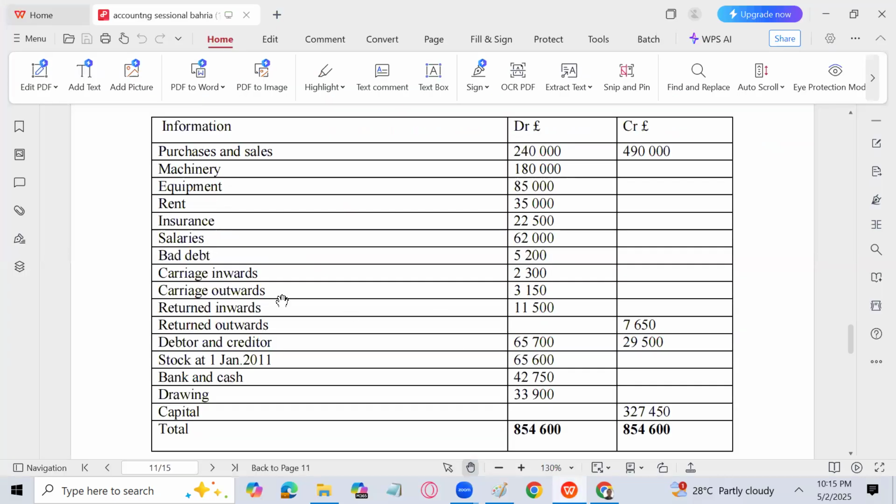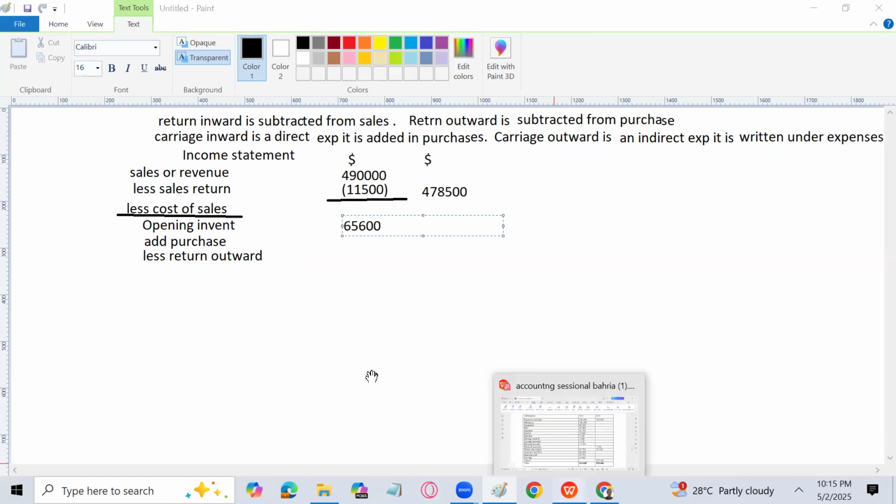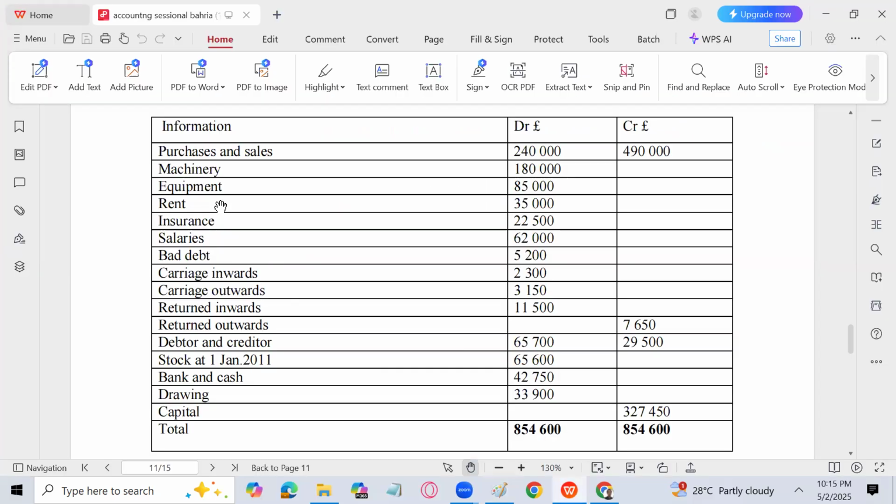So let's see what is the amount of opening inventory. This is stock at 1st January 2011. This is opening inventory 65600. So I will write here opening inventory in the inner column 65600. Add purchases. Let's see what is the amount of purchases.